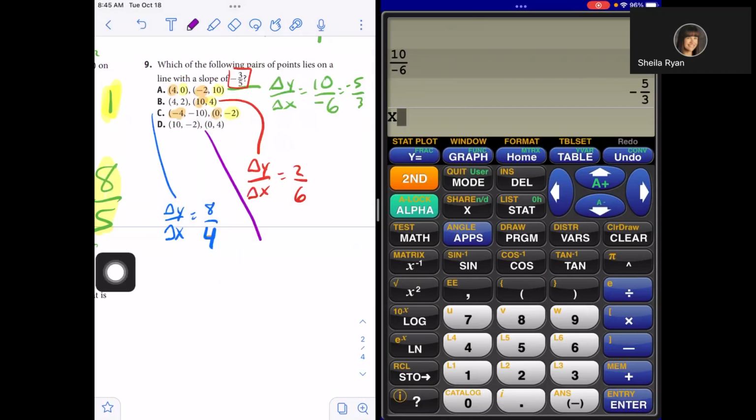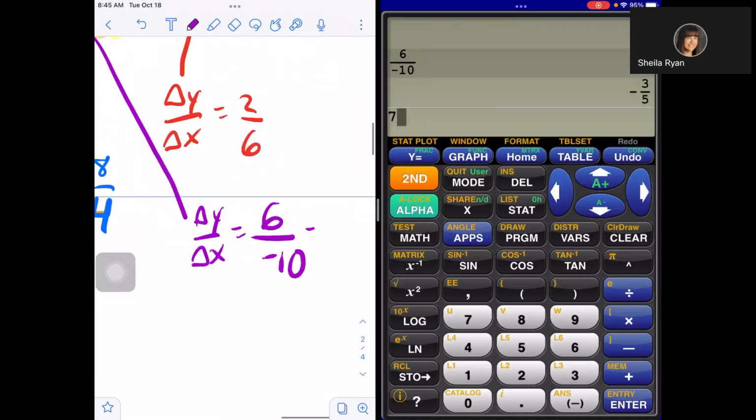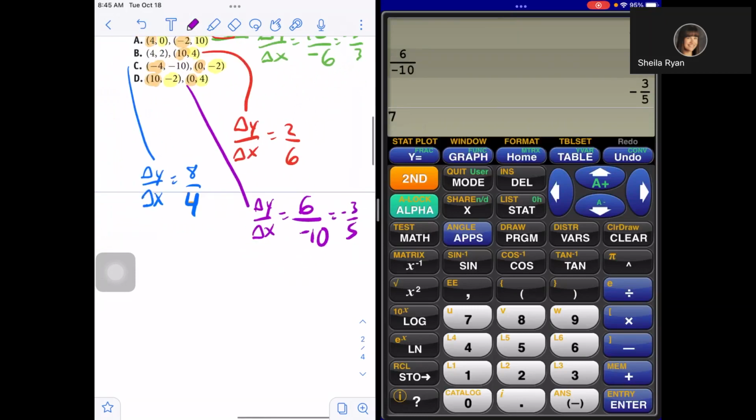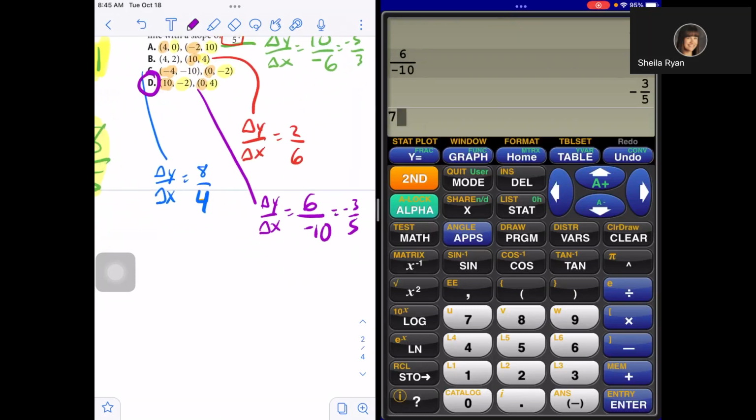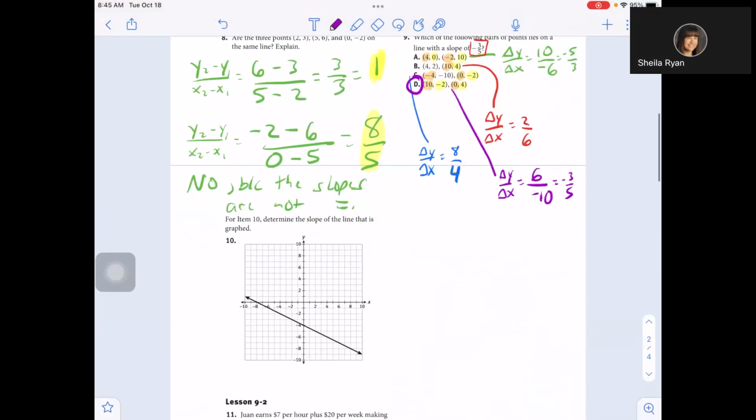So hopefully this is our last one. Change in y over change in x. The y's are going from negative 2 to 4, so that's up 6. And the x's are going from 10 to 0, so that's down 10. And 6 over negative 10 simplifies to negative 3 over 5. So that is answer choice D. Those are the points that have a slope of negative 3 over 5.